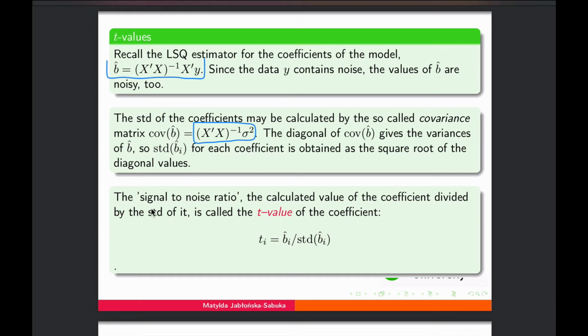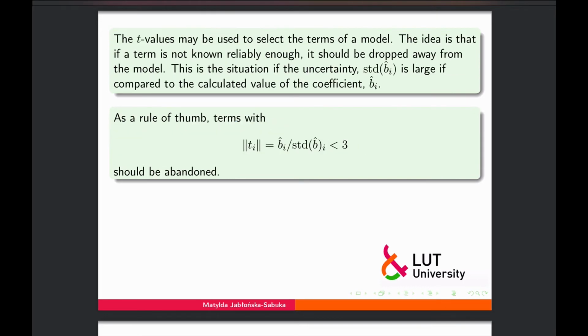The signal to noise ratio, the calculated value of a coefficient divided by its standard deviation, is called the t-value. If we take every parameter estimate and divide it by its own standard deviation, we obtain the t-value for that particular parameter. The t-values may be used to select the terms of a model. The idea is that if a term is not known reliably enough, it should be dropped out from the model. This is the situation if the uncertainty, the standard deviation of the parameter estimate, is large compared to the calculated value of the parameter estimate itself.